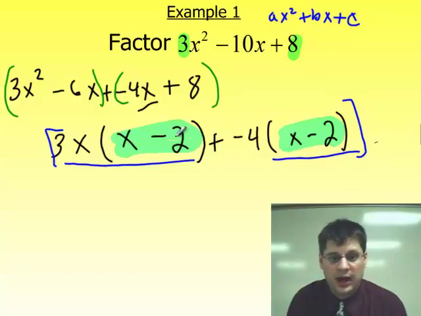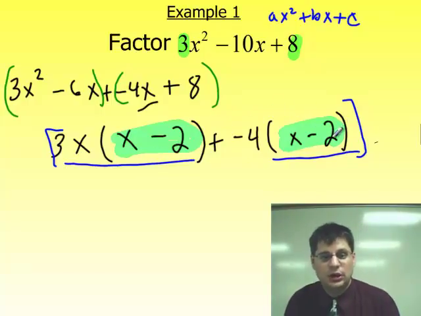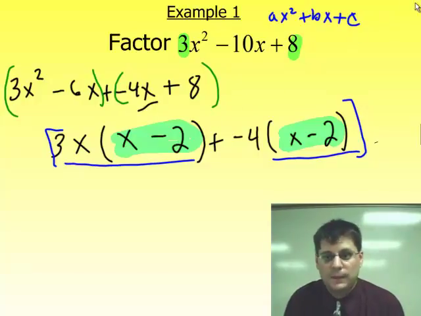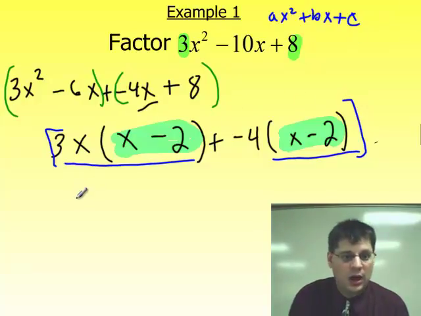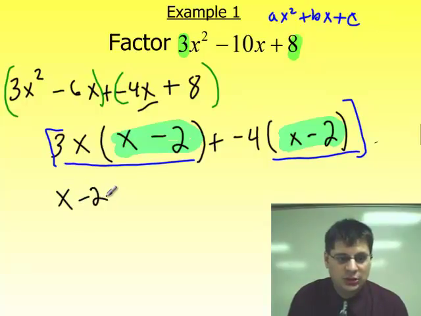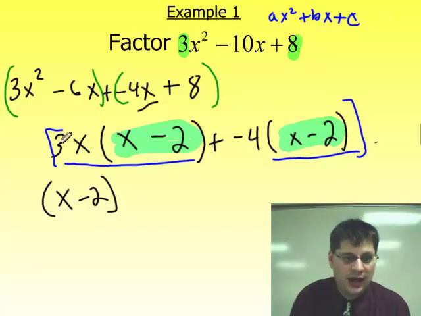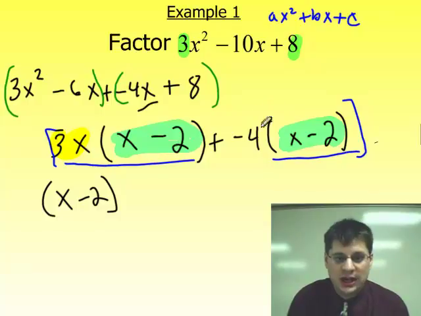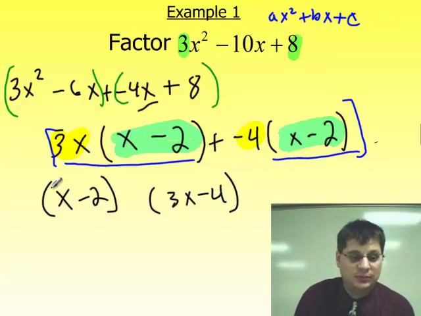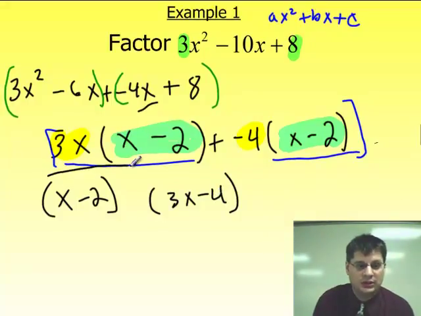Well, these both have an x minus 2. So I'm going to factor those out and put that up front. So I have an x minus 2. I factored those out, and then I no longer have them in here, so I'm left with a 3x and a negative 4. So then I just write what I have left, which is 3x minus 4. And now it's factored. So that's what I would box in.